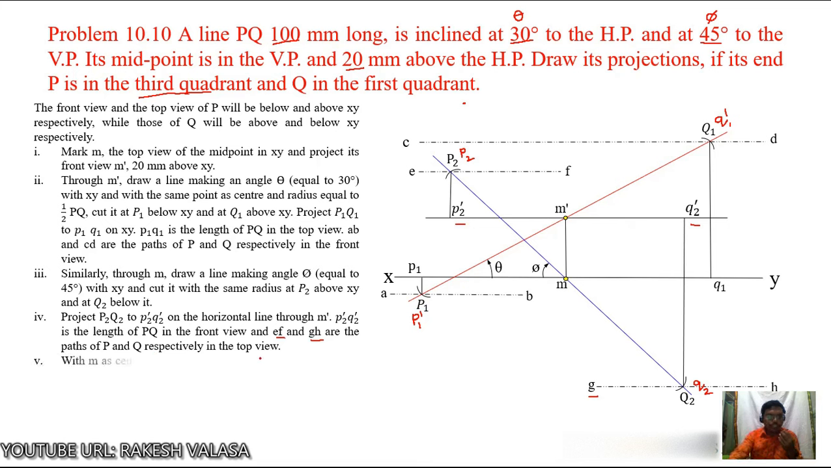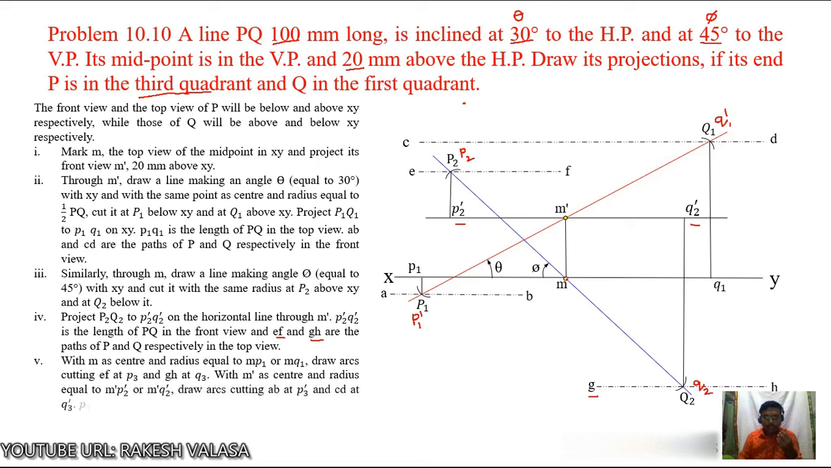The last statement is with M as center. You can see here, where is M? This is M as center. Take your engineering compass, this is the center. Take MP1 radius or MQ1 radius. These both lengths are equal, MP1 equal to MQ1. So first take MP1 length, M as center, as radius.